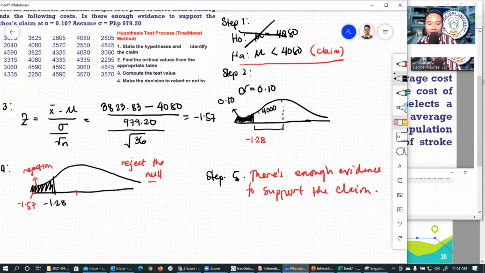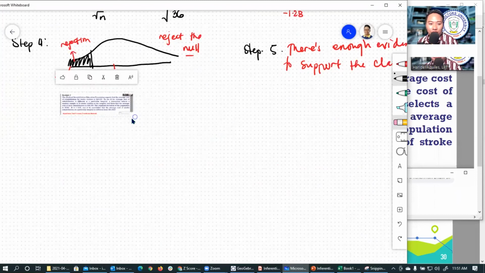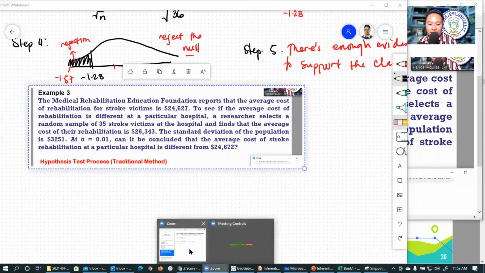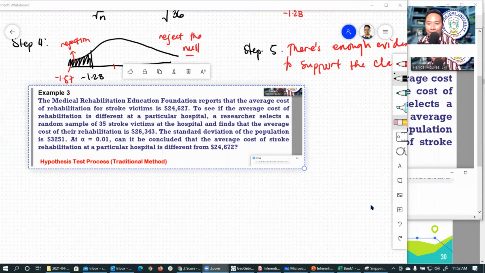Sige. We have 10 minutes left. Let's try to see if we can at least cover this. Sige. I'll be a fisherman with a suit.